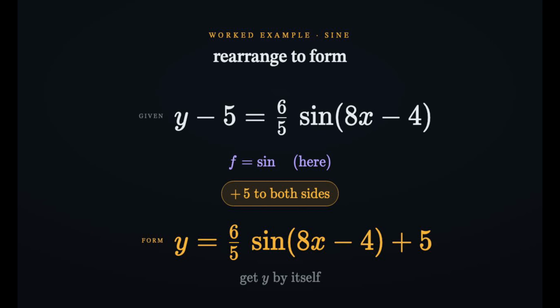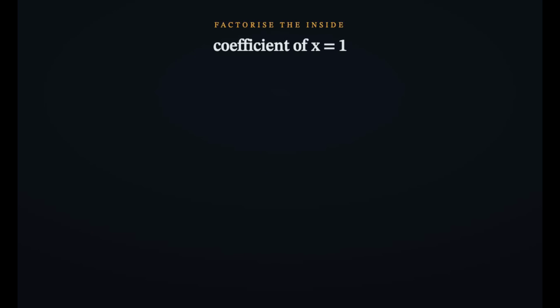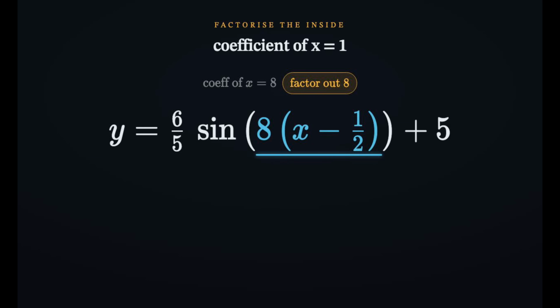y equals 6 over 5 sine 8x minus 4 plus 5. Now, inside the f of x in transformation form, the thing is factorized, so x has a coefficient of 1. So let's look inside the brackets of the sine and see. The coefficient of x is 8, so let's factor out the 8 to ensure that the coefficient is 1. It doesn't matter if we get a fraction. y equals 6 over 5 times sine 8 in brackets x minus a half plus 5.